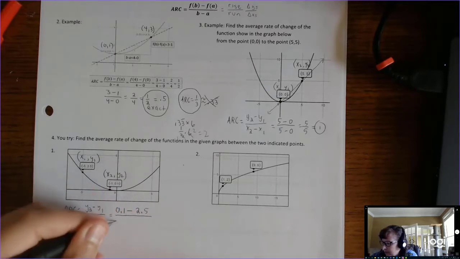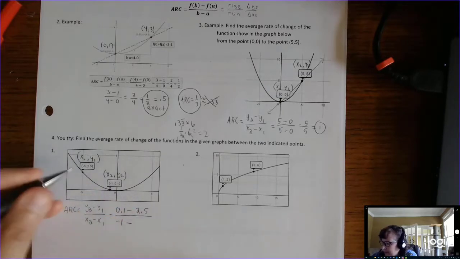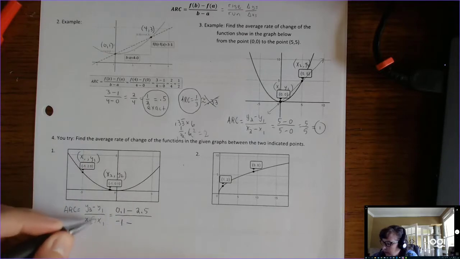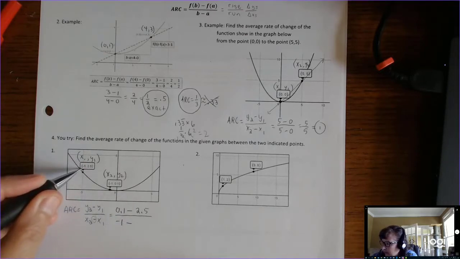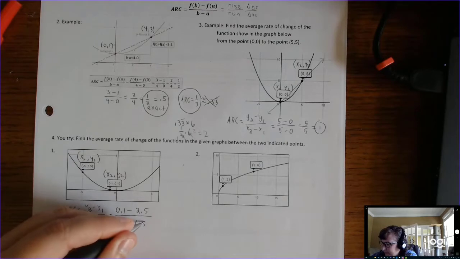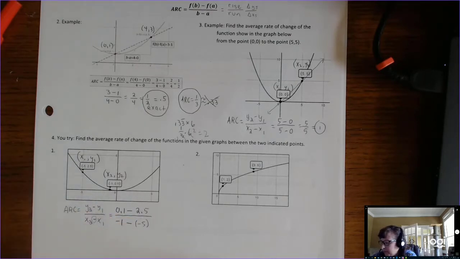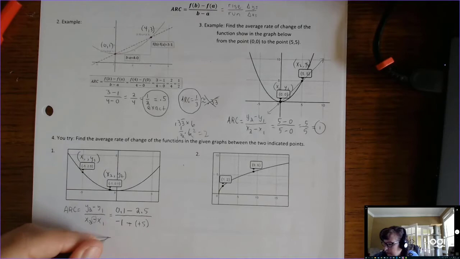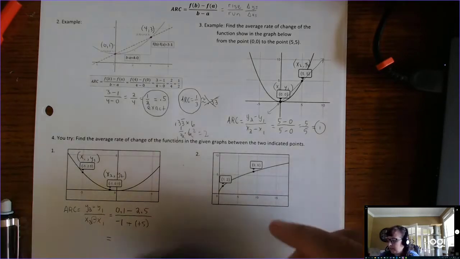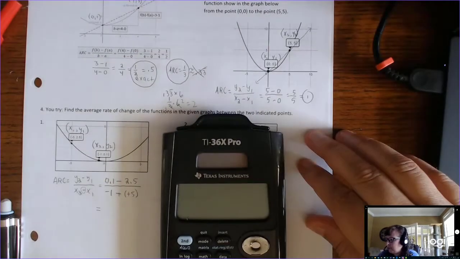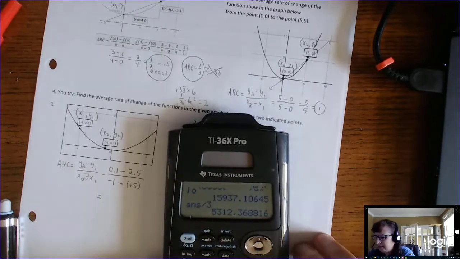over -1 minus, that minus is part of the formula. This x1 is a -5, so make sure you don't forget that. And when you have a minus and a negative, that becomes just +5. Now you can use your calculator, so this is where I'm going to pick mine up because I definitely want to show you this, and I'll show you the wrong way and the right way.